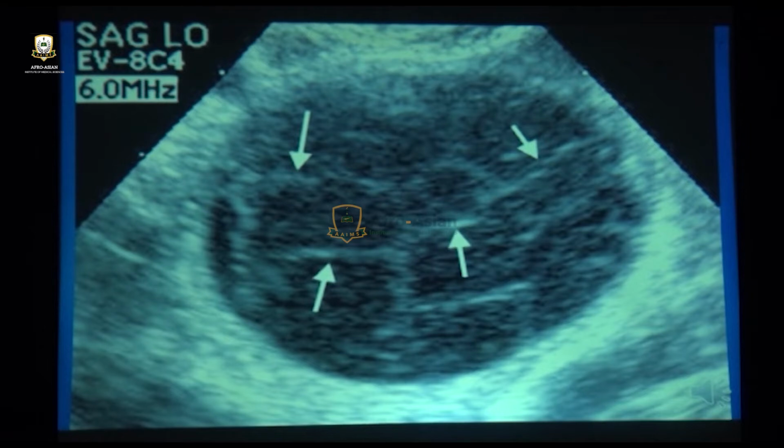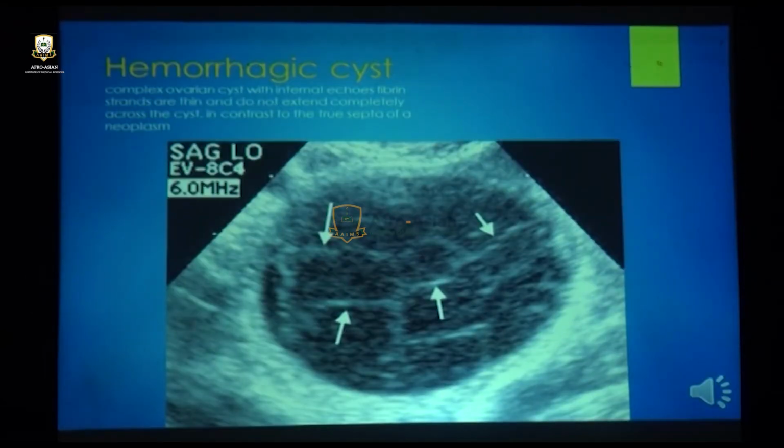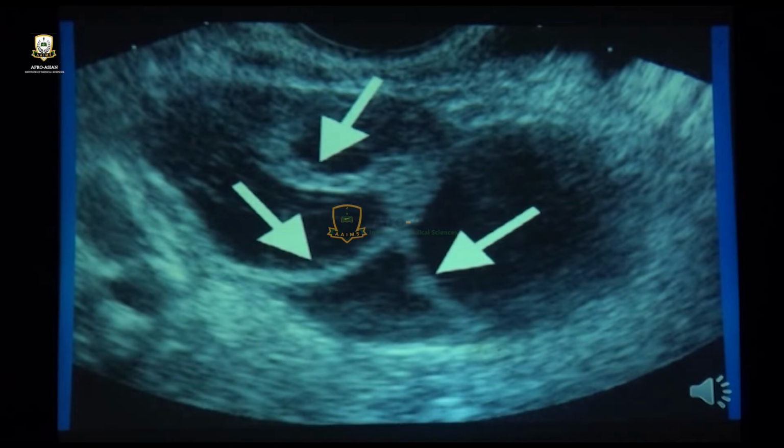Next is a cyst having thin fibrinous septations which are incomplete. There is posterior enhancement and turbid looking appearance. This is typical of a hemorrhagic corpus luteal ovarian cyst. Complex cyst with internal echoes and fibrin strands, which are thin and do not extend completely from wall to wall. You can see the septations.